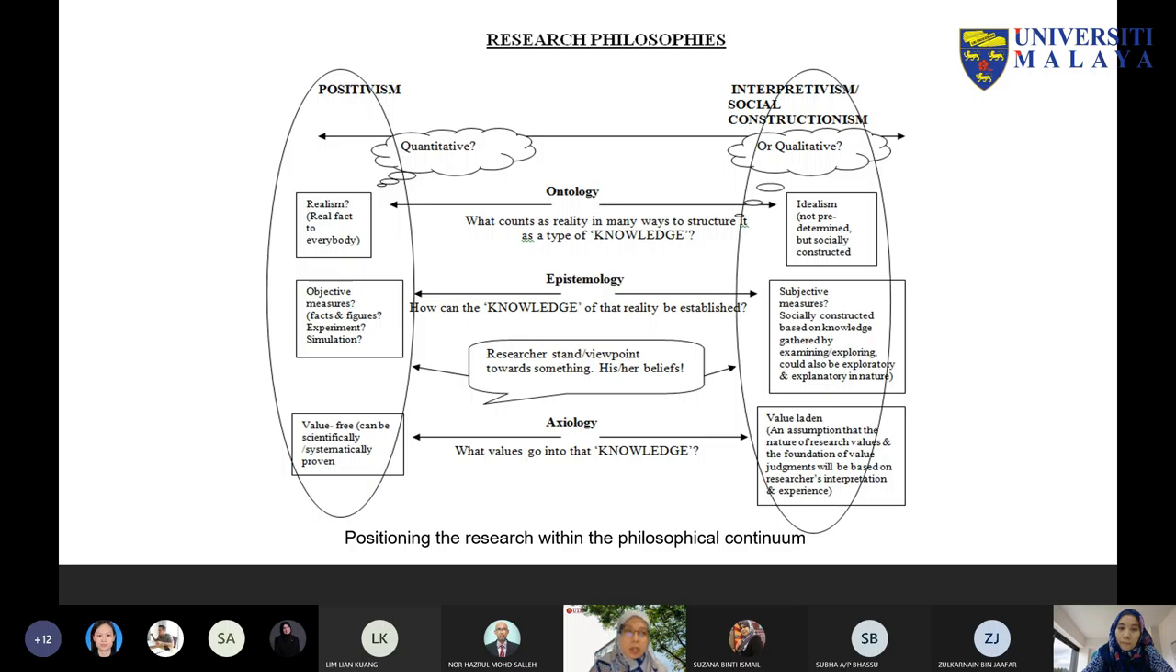So the second assumption is how can the knowledge of that reality be established? That means how you're going to collect your data for your reality. If the data that you're going to collect is an objective measure, which involves fact and figure, experiment, simulation, testing, quantification, that means it is objective measure. On the other hand, if the data that you collected is a subjective measure, that means socially constructed based on the knowledge gathered by exploring. So exploratory and explanatory in nature, so it is subjective measure.